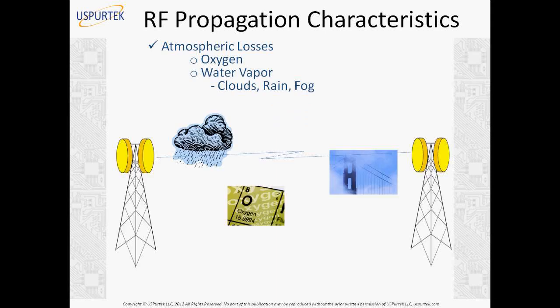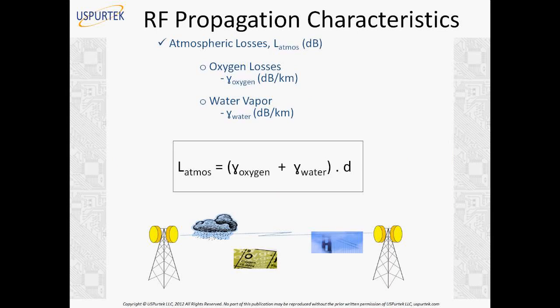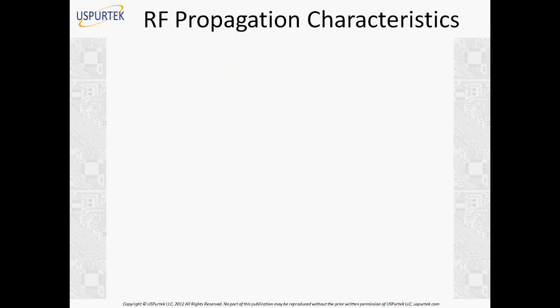Now this is pretty straightforward. The presence of oxygen and water vapors, meaning clouds, rain and fog, also causes losses. They also absorb radio power. For that, it's pretty much standardized. You don't have to do much because these numbers are published by ITU, ARRL and other organizations. Here you are talking about how many decibels per kilometer of losses there are for oxygen and how many decibels per kilometer of losses there are for water vapor. You just add them up and find out the total atmospheric loss for the RF wave.